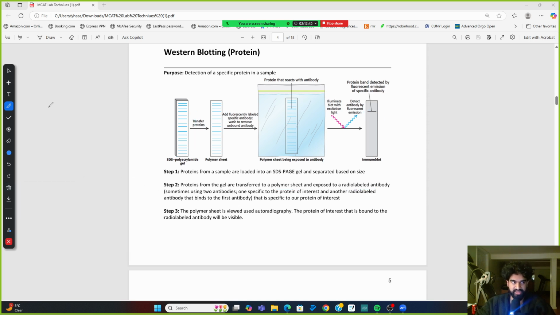This is a good time to bring that up, actually. How do you identify things? Southern blots are for DNA, northern blots are for RNA, western blots are for protein.